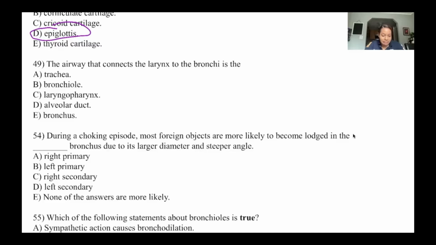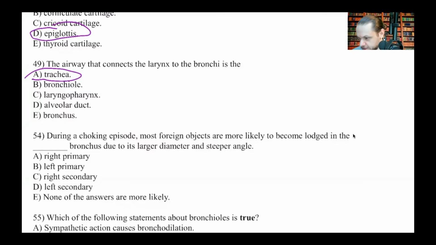Question 49. Yes. The airway that connects the larynx to the bronchi, it's A, the trachea. Trachea is correct, right? So yes, the airway that connects the larynx to the bronchi is the trachea. The trachea is a very important structure. You guys are going to be practicing ventilation and intubation.